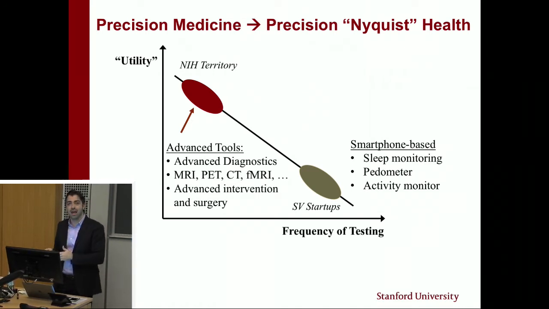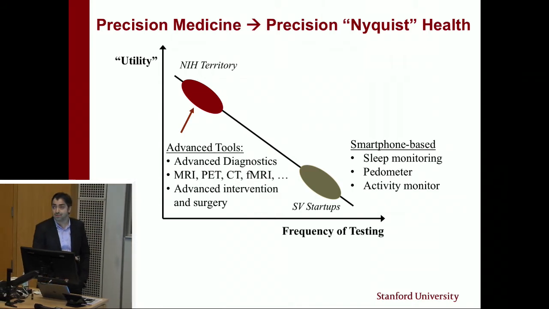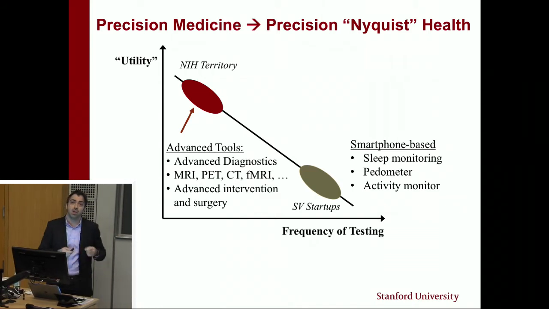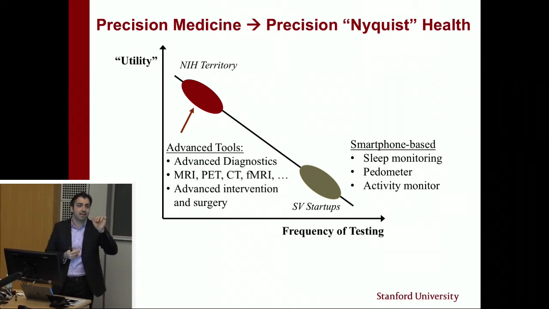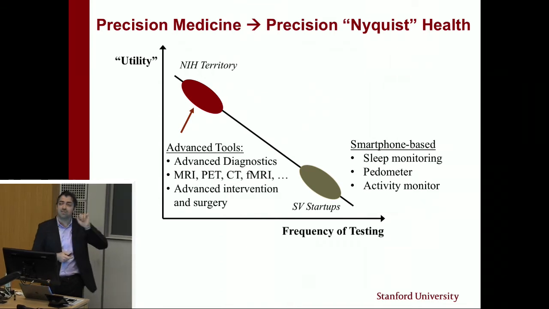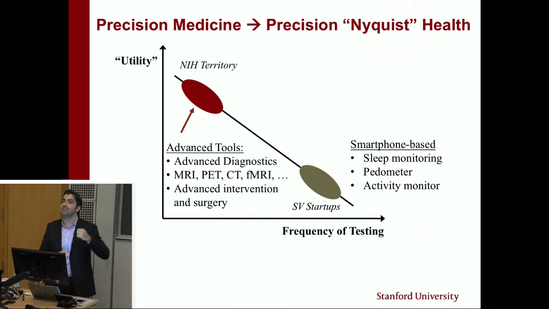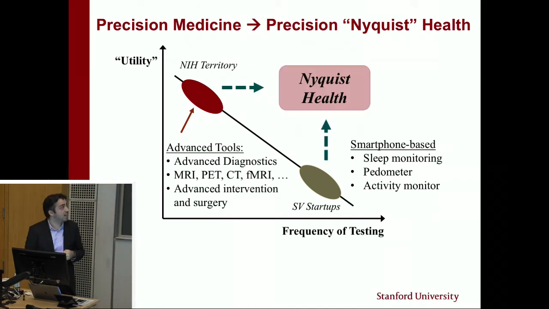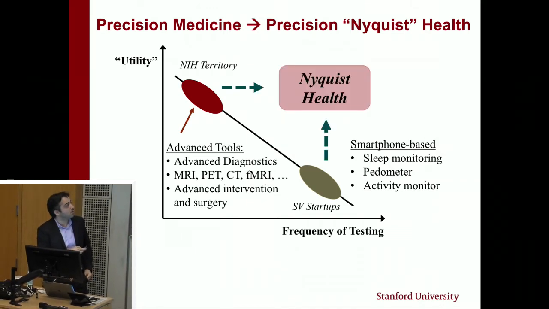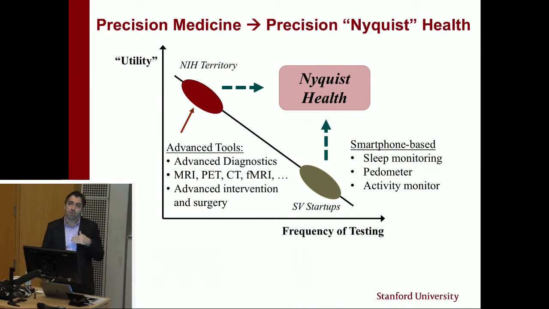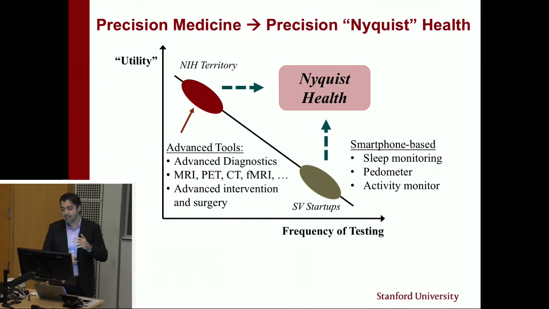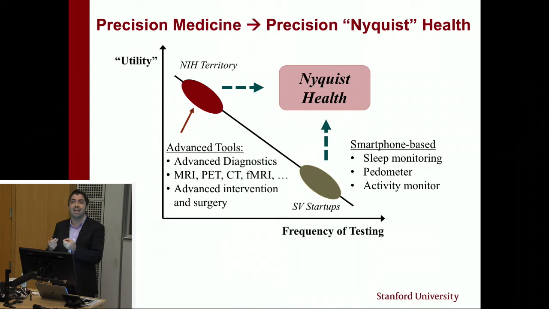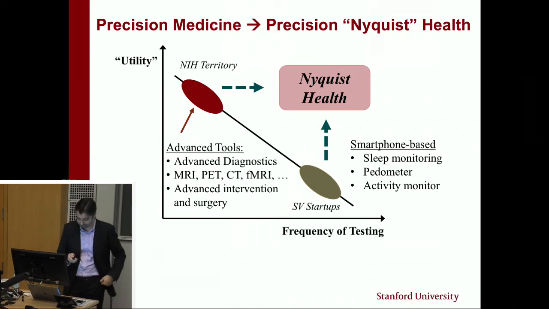On the other side, we have a lot of activity from startups, small companies and large companies looking at continuous monitoring. The frequency of tests is very high, but the data you measure is activity, heart rate, and things that are not directly actionable in terms of making decisions for health. And so the question is, can you bridge that gap and operate in what we call this Nyquist health regime, where you're doing more frequent tests compared to traditional hospital-oriented diagnostic tools? You bring that closer to the patients. And at the same time, you provide more valuable data compared to heart rate and so forth.